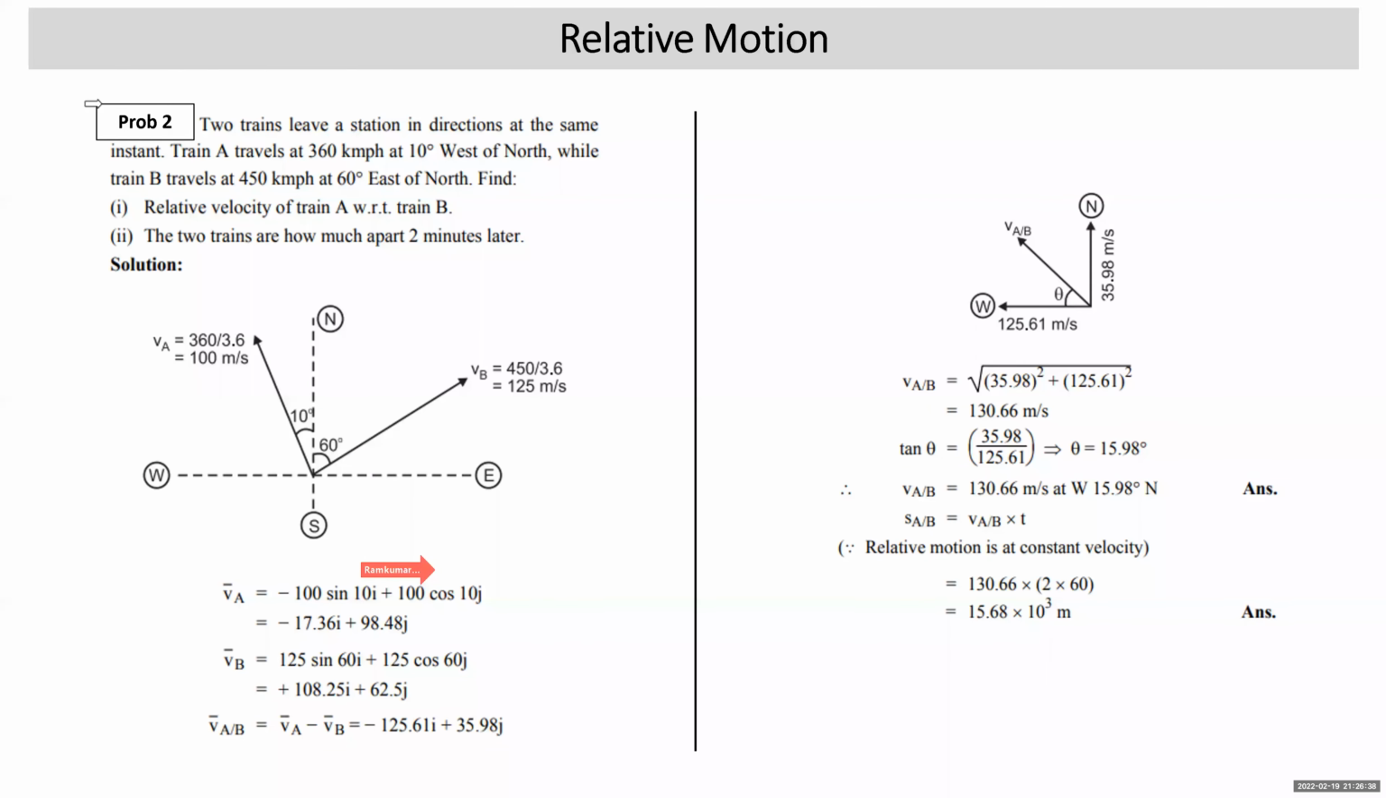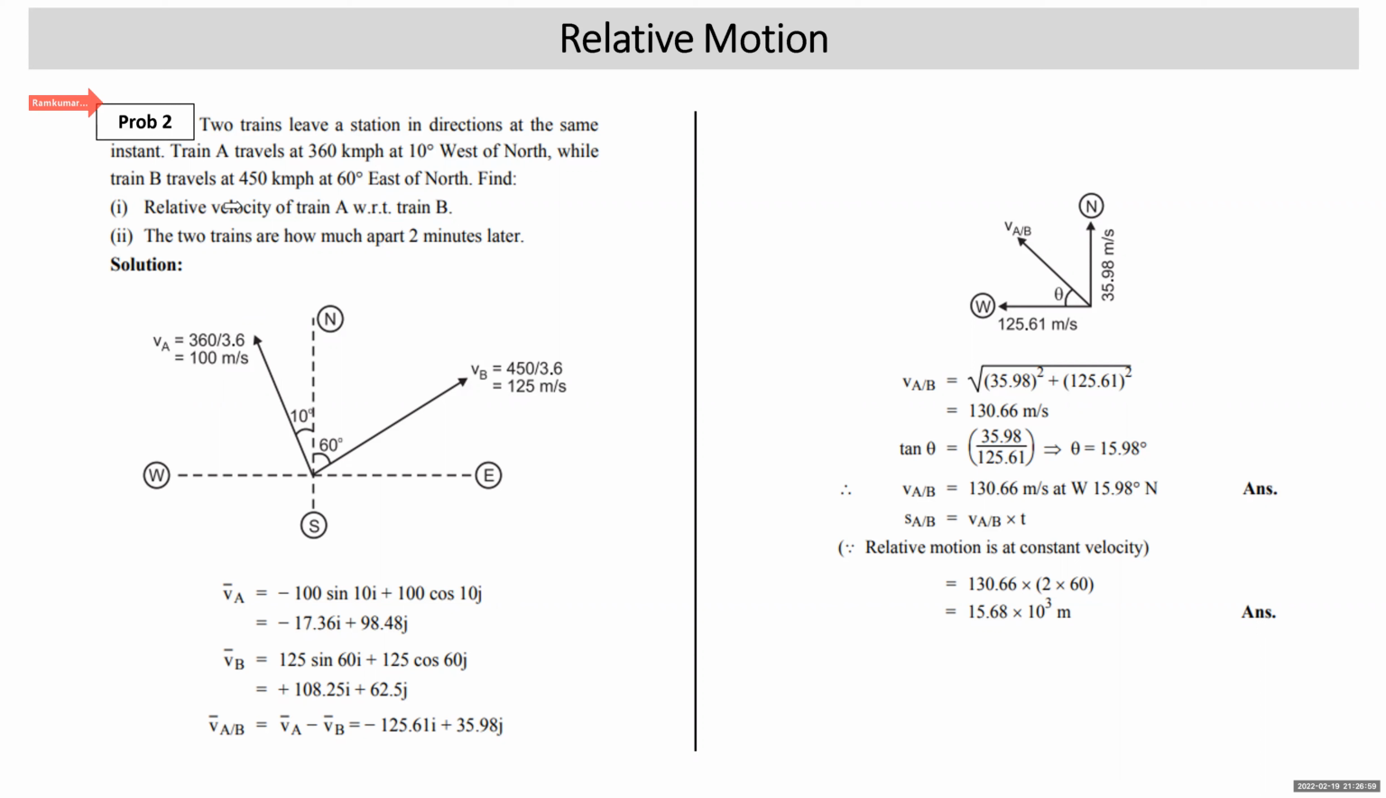Okay, move to the next sum. Two trains leave a station in direction at the same instant. Train A travels at 360 kmph at 10 degree west of north. 10 degree west of north means it is toward west from north at 10 degree as shown in this one. So velocity of A is 360 kmph. I divide by 3.6, so it becomes 100 meter per second.